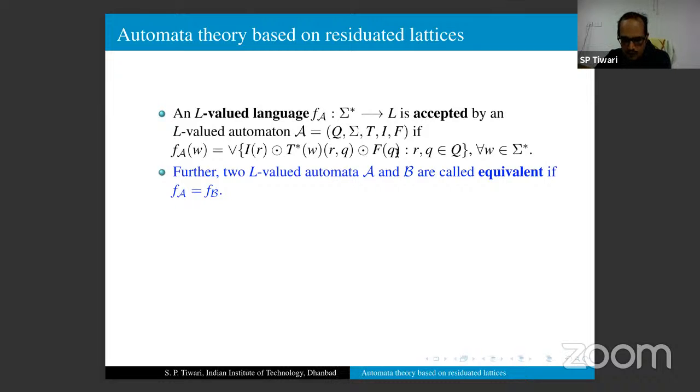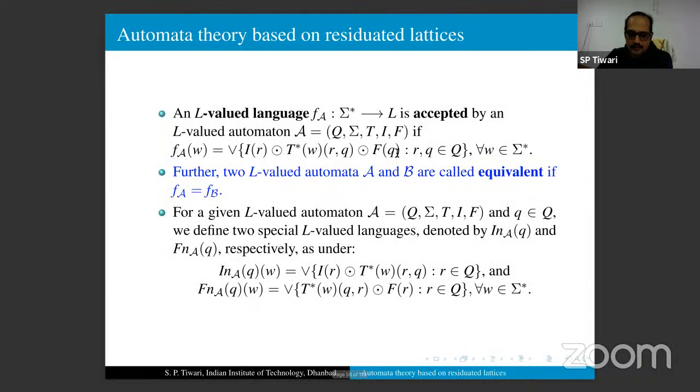And two automata are equal, that is, they are equivalent in their power, if they are accepting the same thing. These are two new L-valued languages. That is, begin with initial and don't use any final thing. Begin with initial and take the transition. And if you are taking the transition and going to final, the whole L-valued language can be broken up into two parts. One is in terms of initial and the second in terms of final.